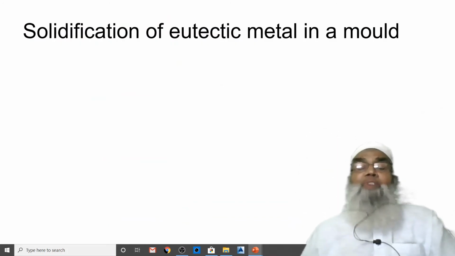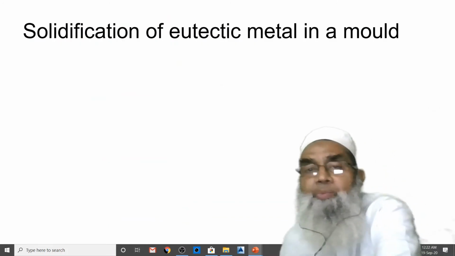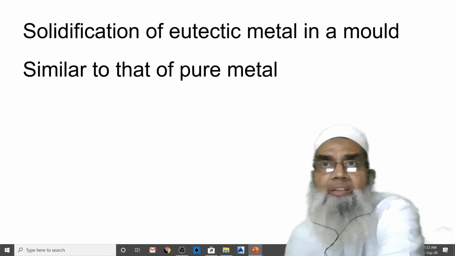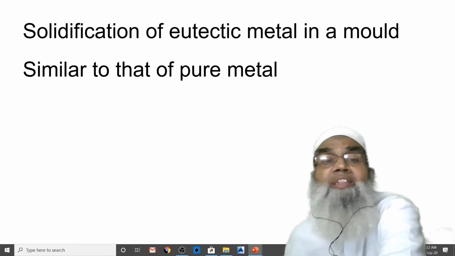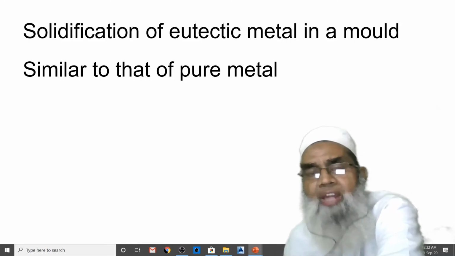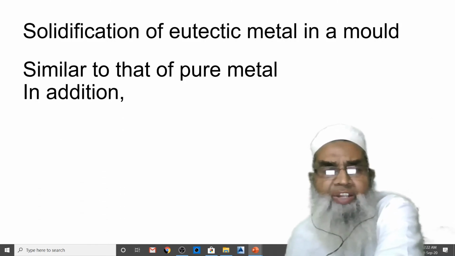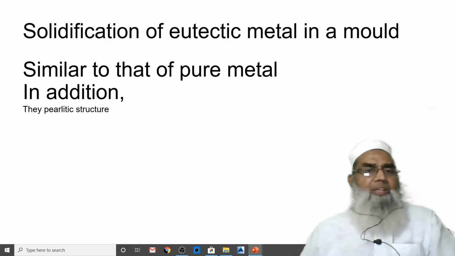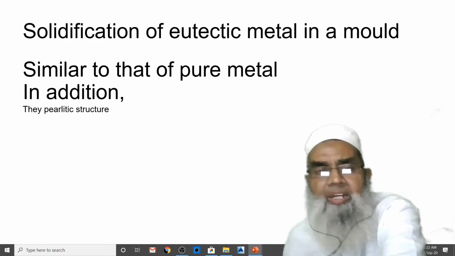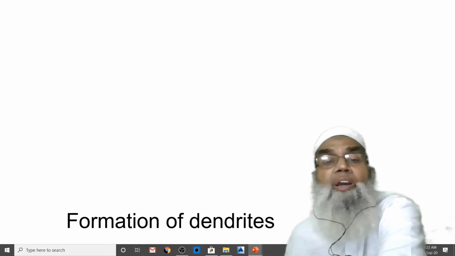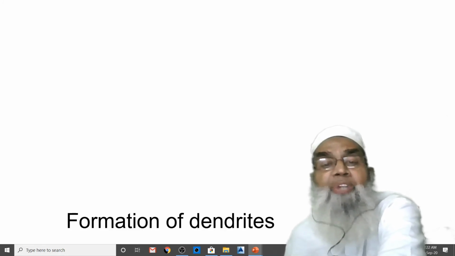Now, therefore, a eutectic material in a mold has a single solidification temperature, similar to that of a pure metal, and therefore it solidifies in the same fashion as a pure metal. The only difference is that, in addition, it gives a pearlitic structure. Now, the size of this pearlite depends upon the temperature gradient. However, the formation of dendrites is yet to be discussed.